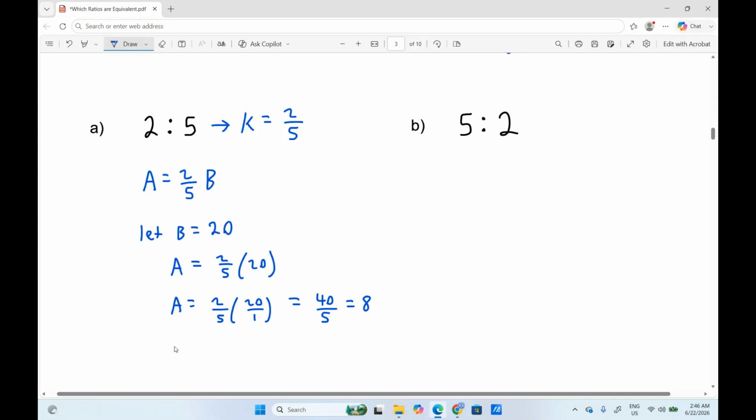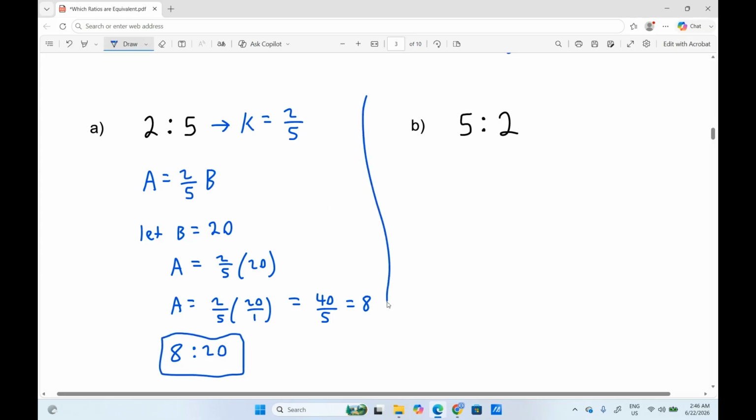So my equivalent ratio would be 8 to 20. Okay, great. So that's how we can find equivalent ratios. We can just take our constant of proportionality, create this equation, and pick whatever value of b we want. In this case, I let b be equal to 20, and then I multiplied it by my constant of proportionality, and that got me an answer for a. Hence, this would be my equivalent ratio here.